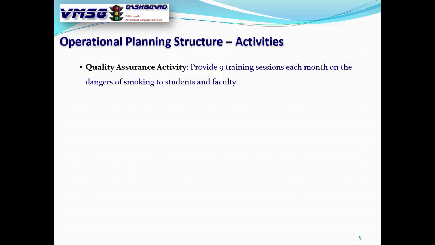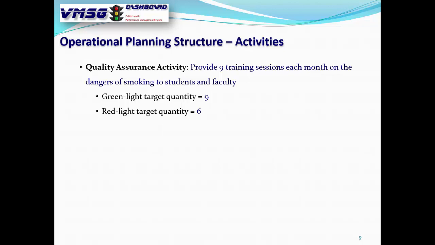In this example, we'll provide 9 training sessions each month on the dangers of smoking to students and faculty. We'll set the green light to a target quantity of 9 sessions per month. This means that if we provide 9 or more sessions per month, the traffic light will automatically be set to green. We'll set the red light to a target quantity of 6 sessions per month, meaning that if we only do 6 sessions or less per month, the light will be set to red.